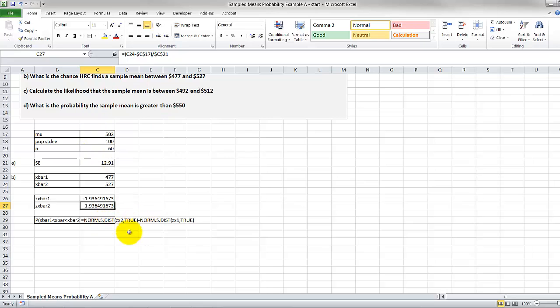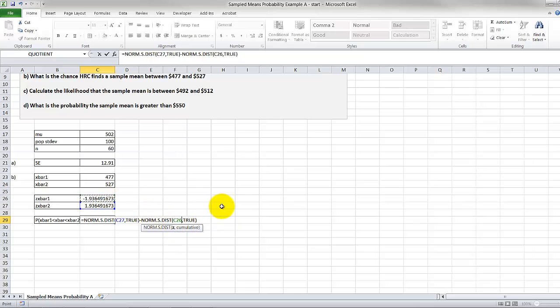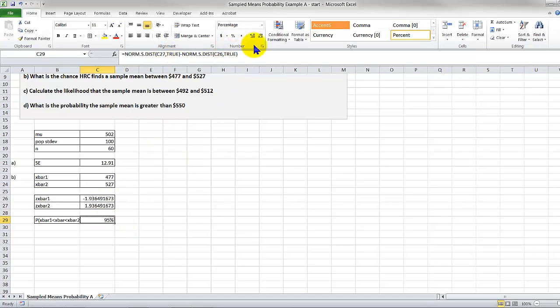Okay, so with that said, let's go ahead and go down to the normal.s formula. I'm going to take out that single quote, and all I'm going to do is reference z of x2, which is 1.9, and z x1, which is here. Hit enter. Our probability of obtaining a sample with a mean between these two ranges is 94%. And that makes sense since our plus and minus range is about 2.